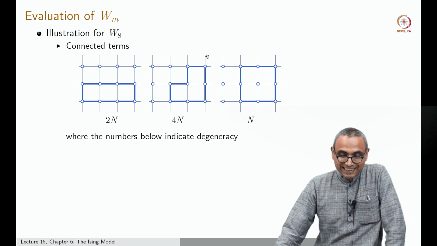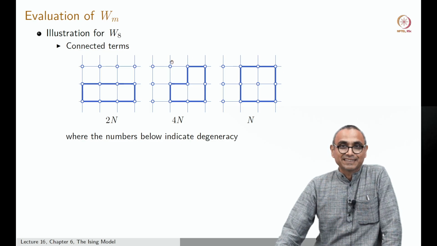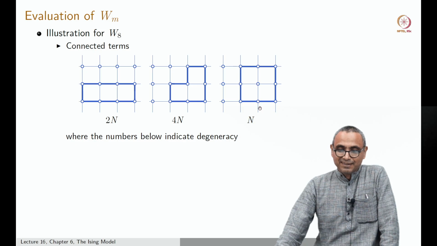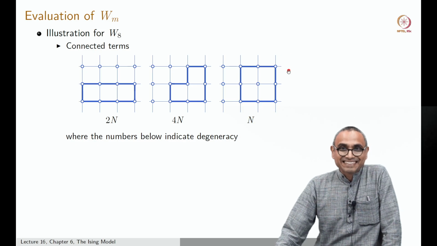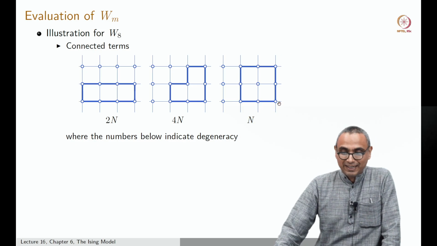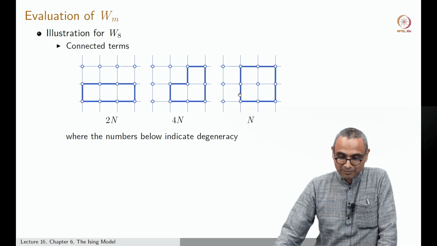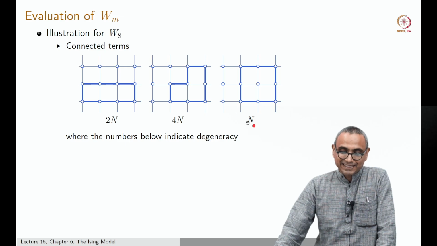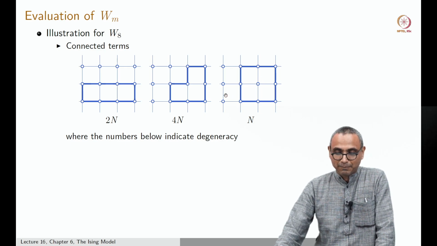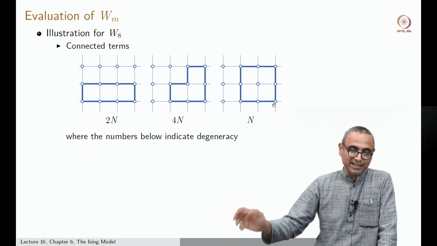Now this diagram also has 8 links, and they satisfy the condition that every site that the links touch has an even number of links touching them. And you will see that the degeneracy of this is 4n. And if you look at a term like this, this one also has 8 links that are multiplied together, and you will see that the degeneracy is n, because the center of the big square can be chosen in n different ways.